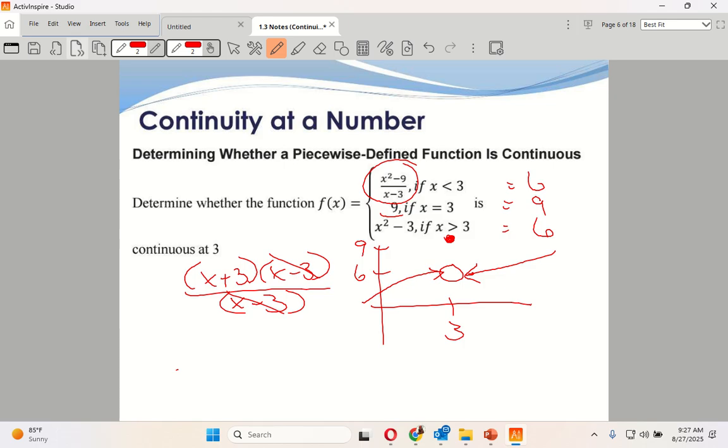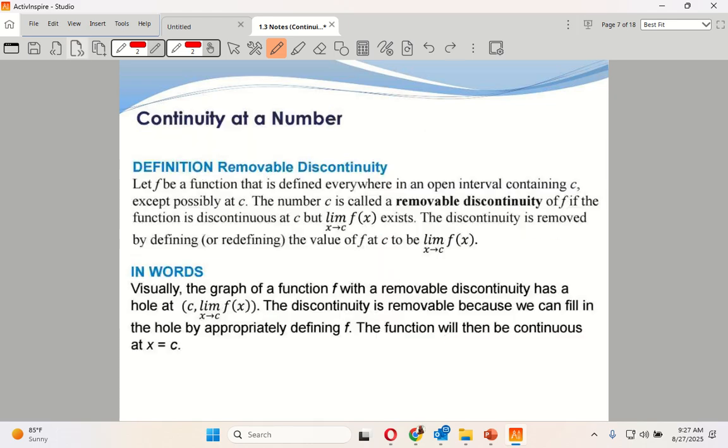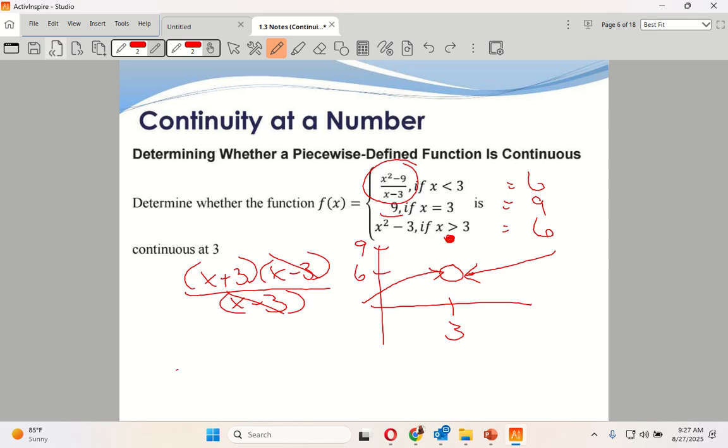So, if I'm on a roller coaster and I look at this thing, did you grab the notes from up here? If I'm on a roller coaster, do you want this to be a roller coaster? Hell no, right? So, is that continuous? Nope. Removable discontinuity. That's what I just did right here. It leaves me a hole.